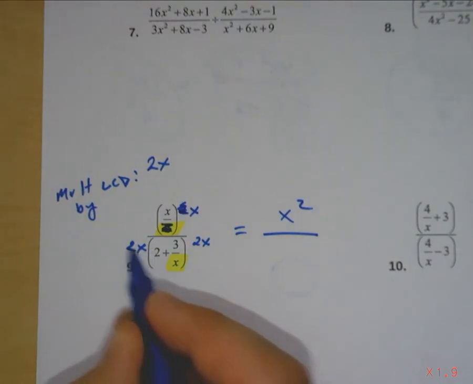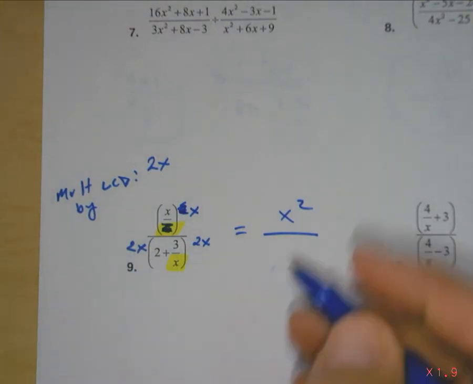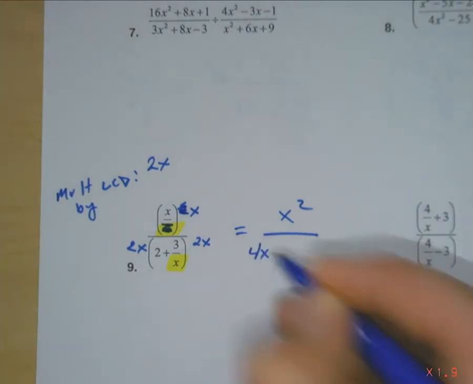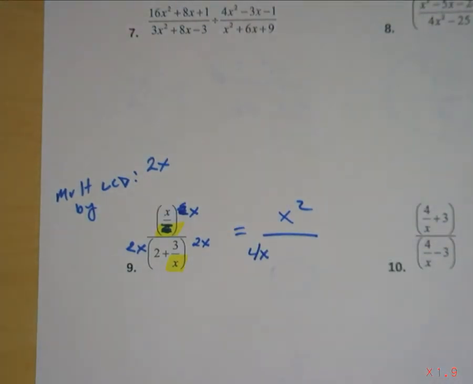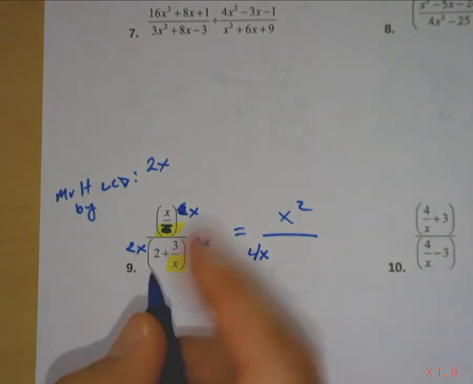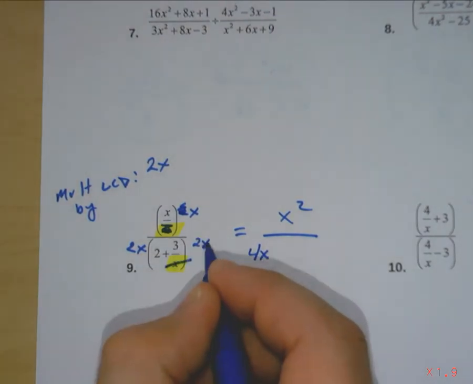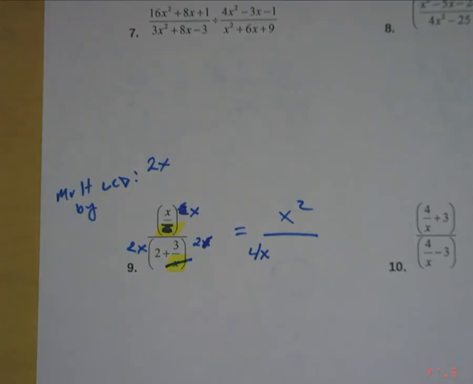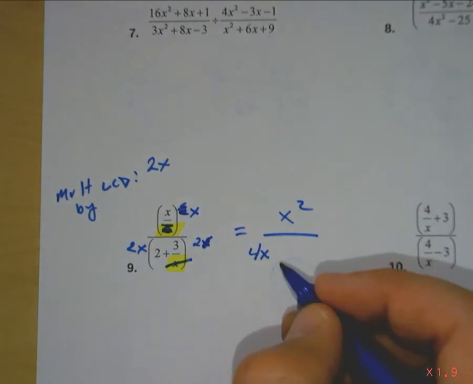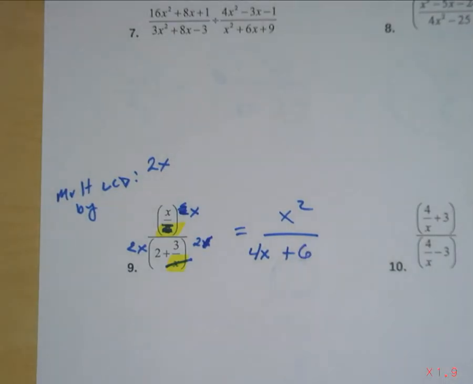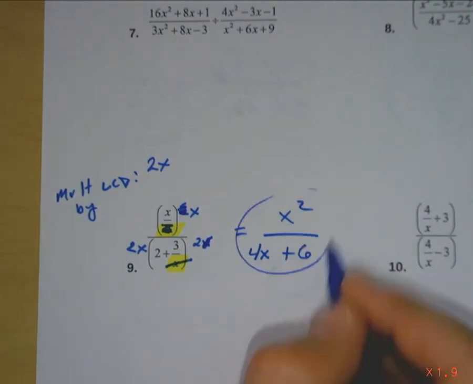2x times 2, now those just multiply. 2x times 2 is just 4x. The x is here, cross that one out. And now we get 3 times 2 is 6, plus 6. Look how nice and pretty that looks. Yay. Now, I would be okay with this.